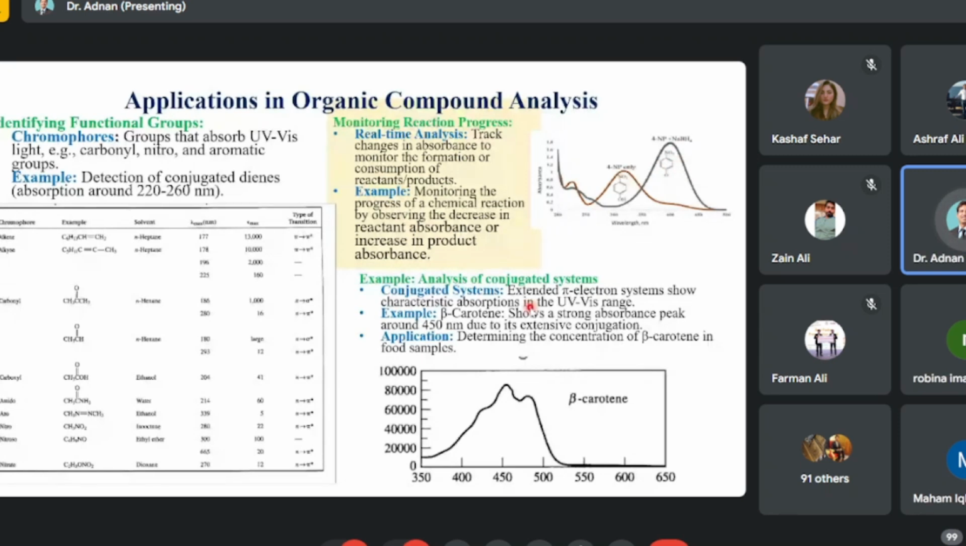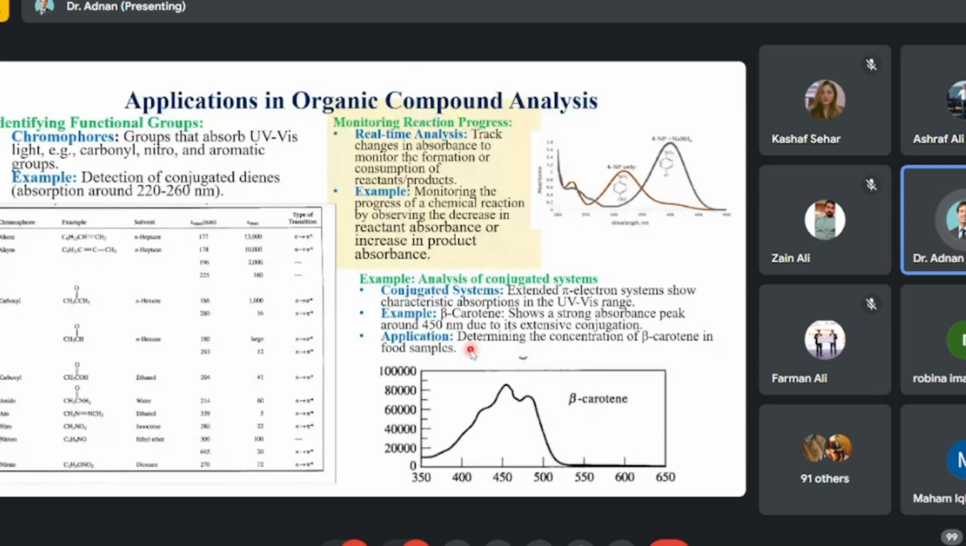You can also analyze various substances, organic compounds. For example, here is the spectra for beta carotene that involves a conjugated system. So you can analyze for the conjugated system. Extended pi electron system shows characteristic absorption in the UV visible range. One example is beta carotene, which has lambda max at around 450 nanometer.